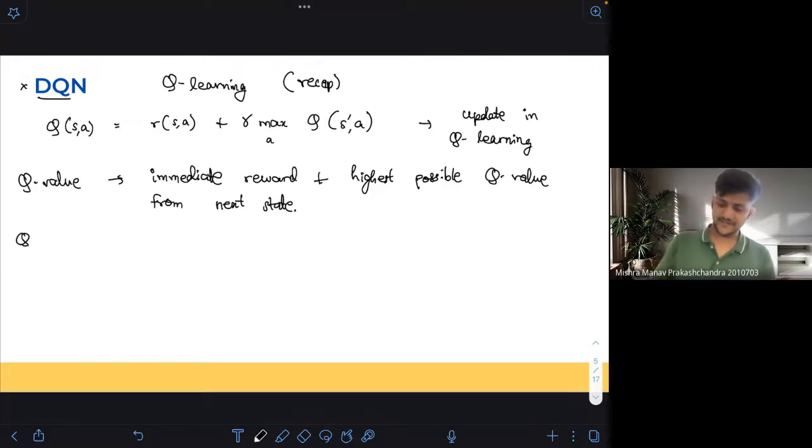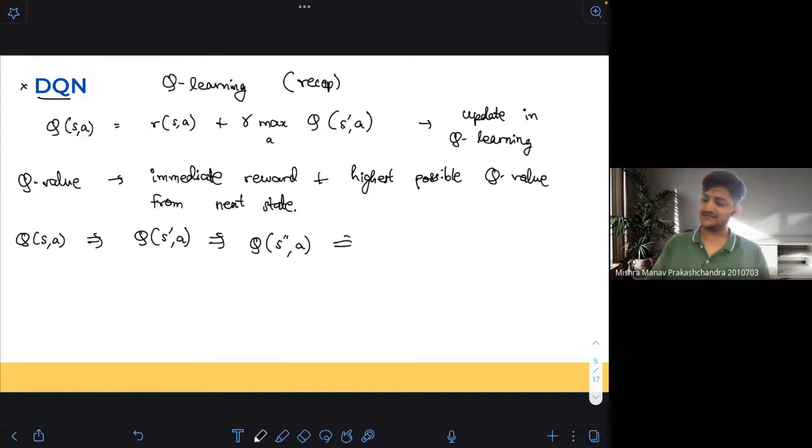So you can say that my Q of S comma A is dependent on Q of S prime comma A, which in turn is dependent on Q of S double prime comma A, and the dependence goes on till you reach the terminal state. Unless you reach the terminal state, all of the Q functions are correlated, because I'm looking at the immediate reward and then the next highest possible Q value in the next state. This is how the Q learning dependence looks.